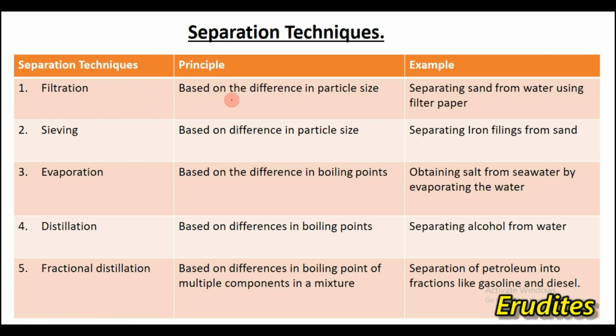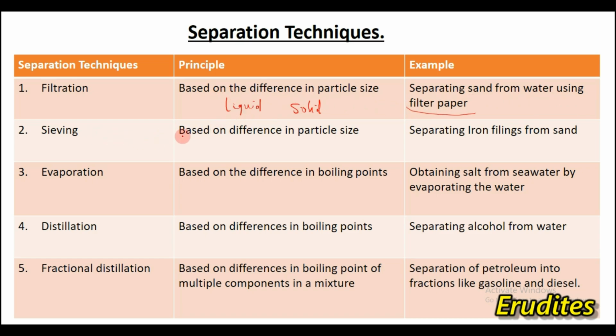And the principle is that it is based on the difference in particle size. Usually in filtration, what we deal with is liquid and solids. We deal with liquid and solid. So because of that difference in the size of the particle, filtration can work. An example of a filtration process is separating sand from water using filter paper. In filtration, what we use is a filter paper. That filter paper will separate the solid from the liquid. So separating sand from water using filter paper is an example of filtration.